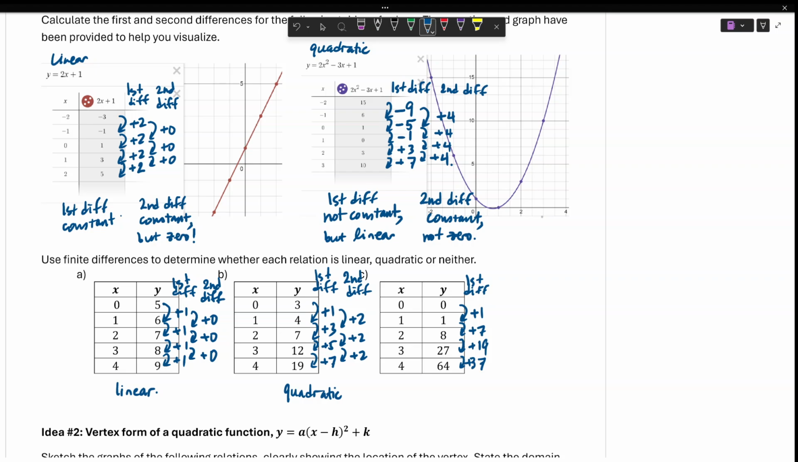Let's try the second differences. So to go from 1 to 7, you add 6. And then 7 to 19, you add 12. 19 to 37, you add 18. Second differences are not constant either. So it's not linear and also not quadratic.